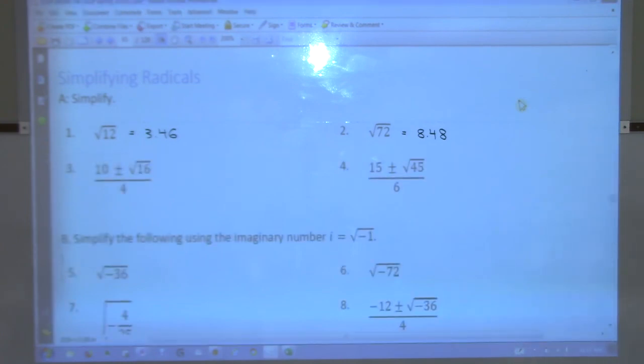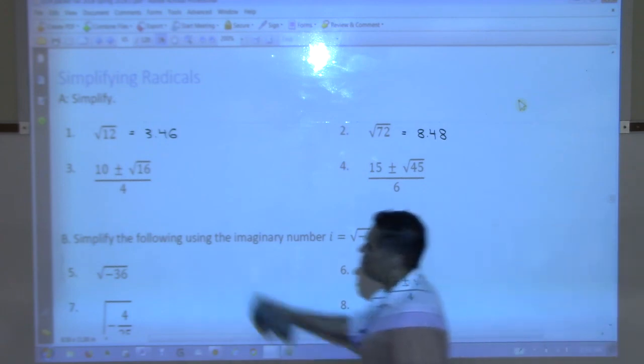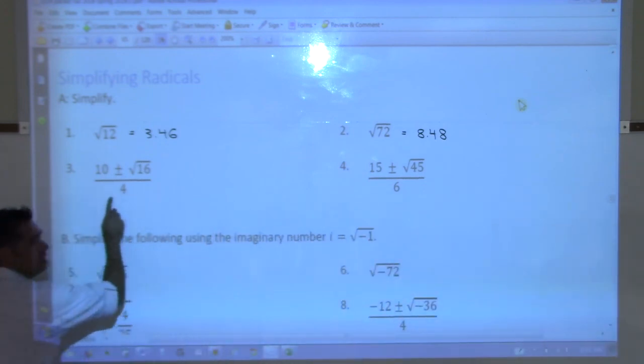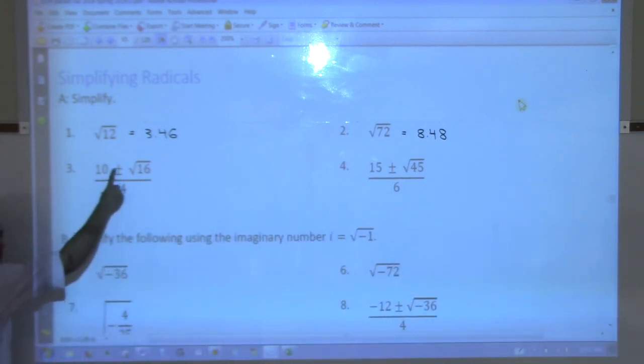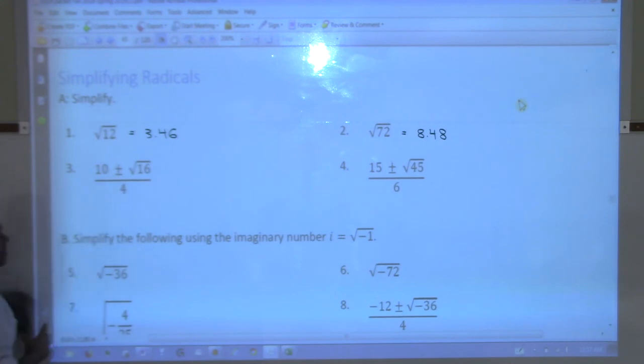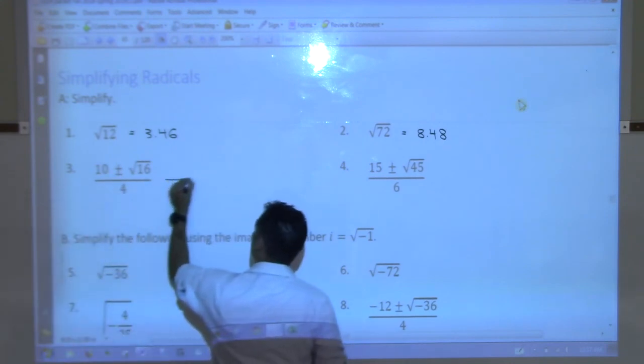Okay, let's try this one. Now this is a different looking expression. Do y'all see the plus and minus right here? What this means is they want you to do this two different ways.